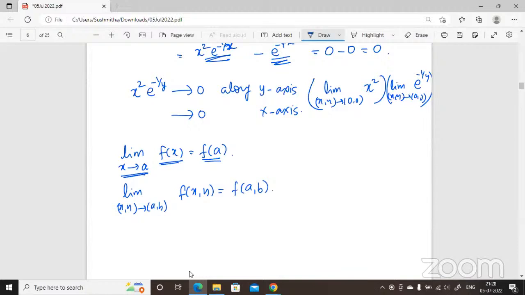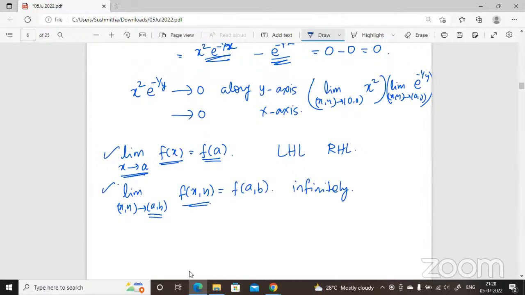But the only difference between this and this is how you approach the point. In one variable, there were only two possible ways of approaching, left hand limit and right hand limit. Here we have infinitely many curves to approach this point. So along all those curves, the value of the function should approach f of (a, b). That's it.